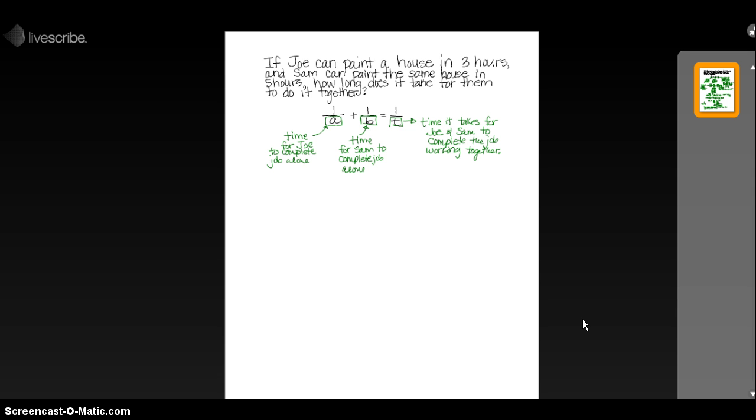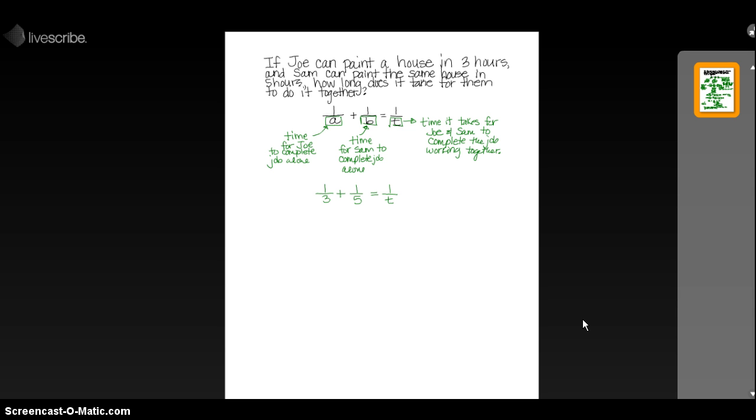Okay, so those are our 3 variables. Let's go ahead and fill in what we know, and then we'll talk a little bit more about why this formula actually works. So Joe takes 3 hours. So instead of 1 over A, I have 1 over 3. And Sam takes 5 hours. So that's plus 1 over 5. And T is what we're looking for. The question is asking us to find how long it takes for each of them to do it together. So T is what we need to find.